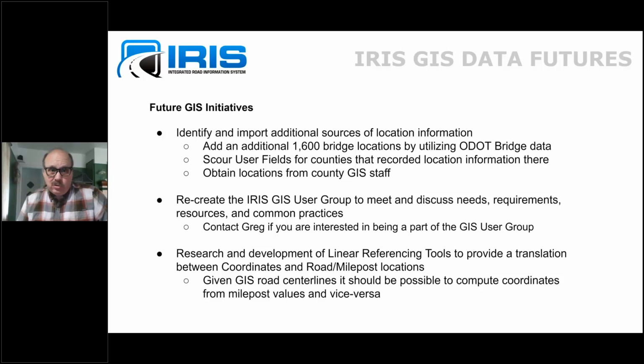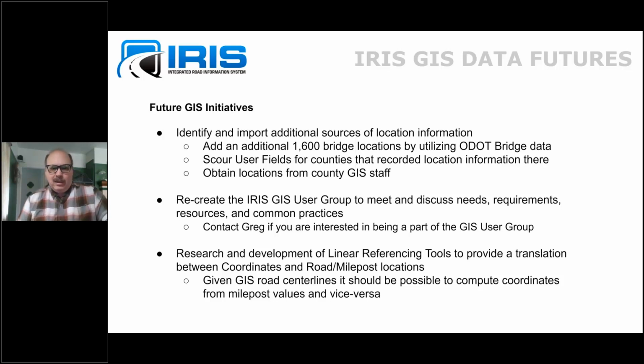And finally, one of the future initiatives that I'm really very excited about is doing some research and development on linear referencing. This is where you take a geographic representation of the road as a road center line. And we know at the beginning of the road that it starts at milepost 0 and goes all the way to the end of the road at maybe milepost 10. And given the road and milepost information, with linear referencing tools, we're able to identify coordinates along that mile and where those points should fall on the road.